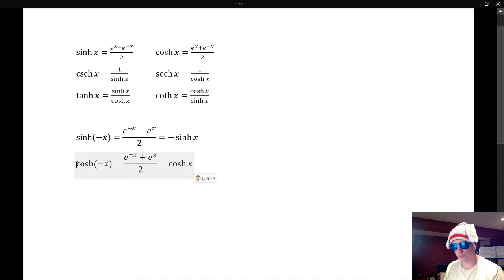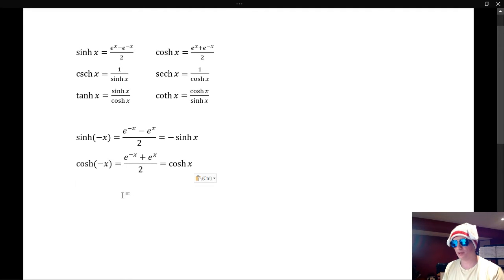Moreover, cosh of negative x equals e to the negative x plus e to the x over 2. And this is just cosh of x because you're flipping the addition instead of the subtraction.